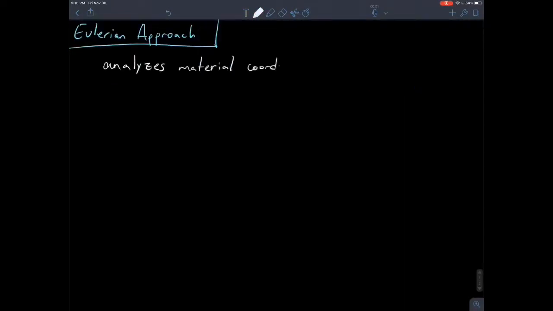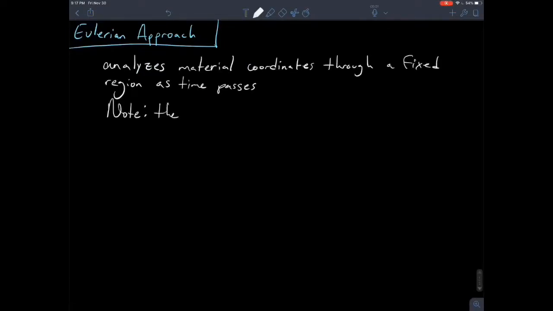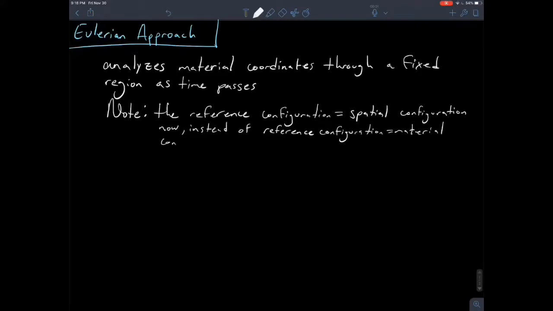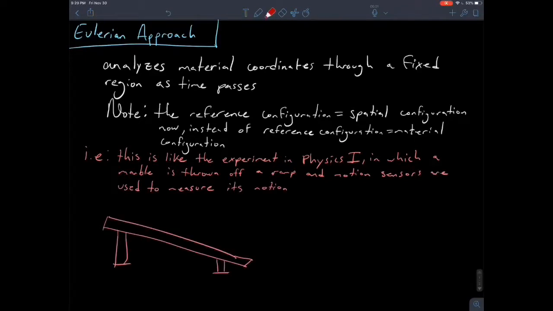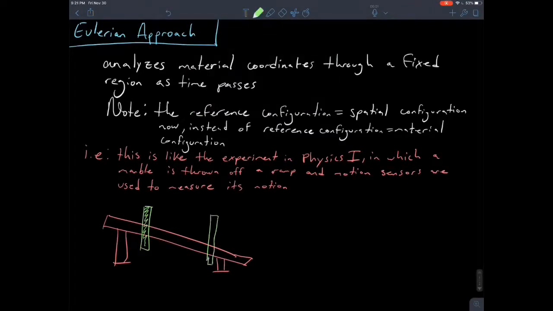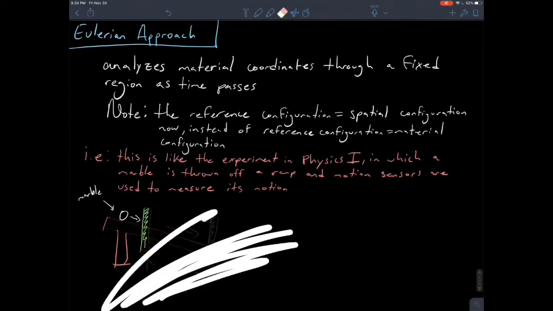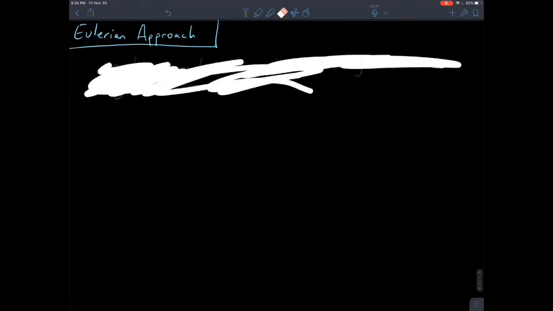The Eulerian approach is next. So the mesh is fixed in this approach, and the material is analyzed with the fixed mesh as it moves. So this is like the experiment when you drop a ball in physics and you have these things that measure the velocity. The green things here are the laser devices which measure the velocity. They're fixed, but they measure the velocity at different times.